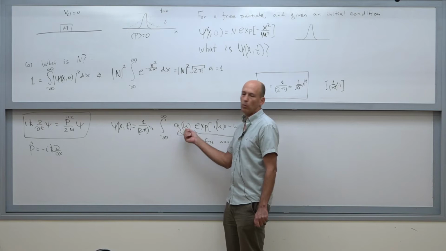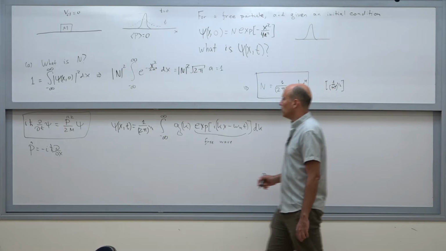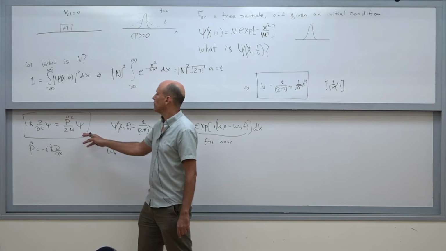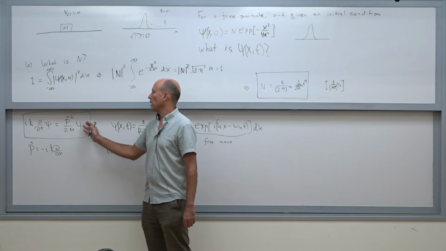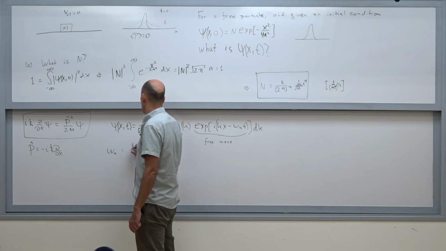Okay, we here have also omega of k, and omega of k is very important. It is given by the dispersion relation, which is found from this Schrödinger equation. Because the Schrödinger equation has a second derivative, when I plug in this free wave solution, you remember, and take the second derivative in space, I get k squared. So this is equal to h bar k squared over 2m.